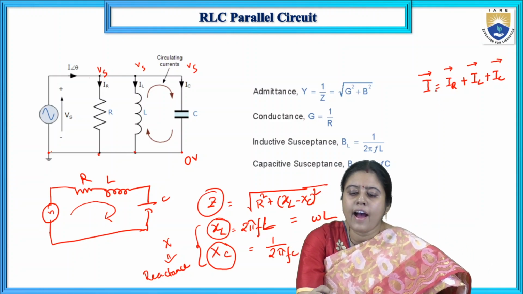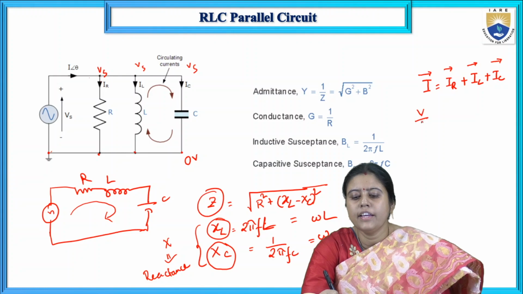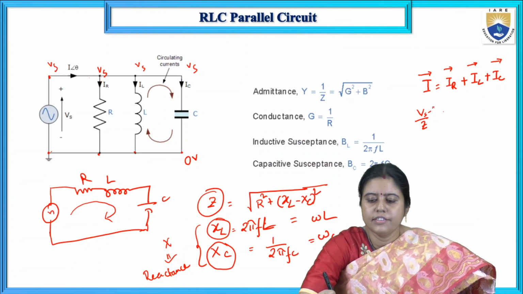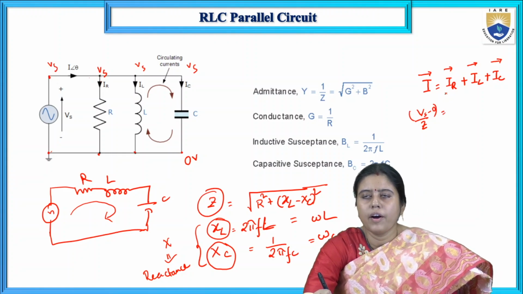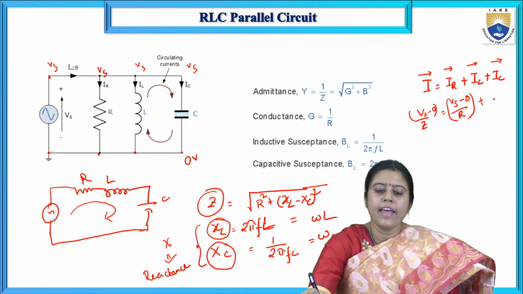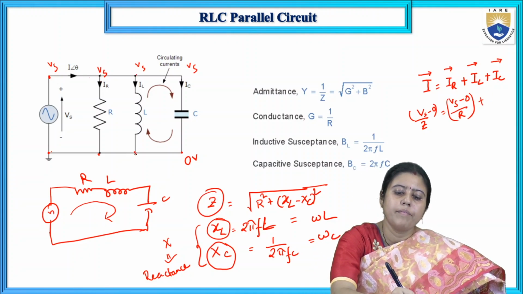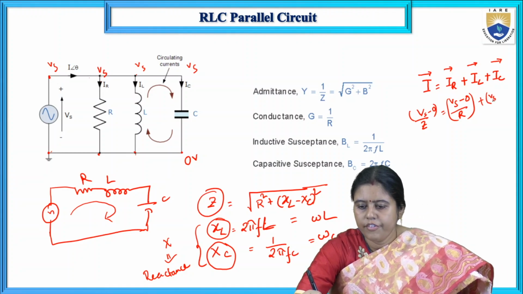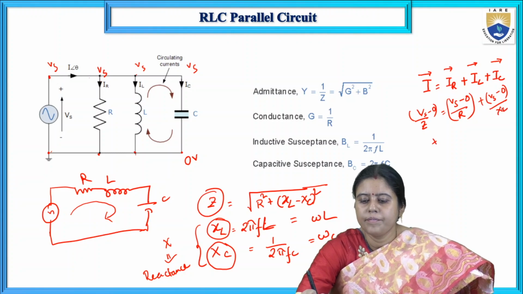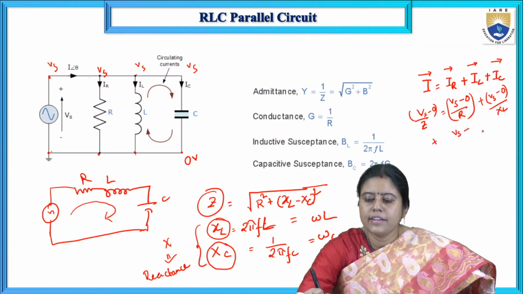Now what is I? We know I is equal to V by Z. So here (VS minus 0) by Z. What is IR? (VS minus 0) by R. And what is IL? IL is (VS minus 0) by XL, plus IC is (VS minus 0) by XC.